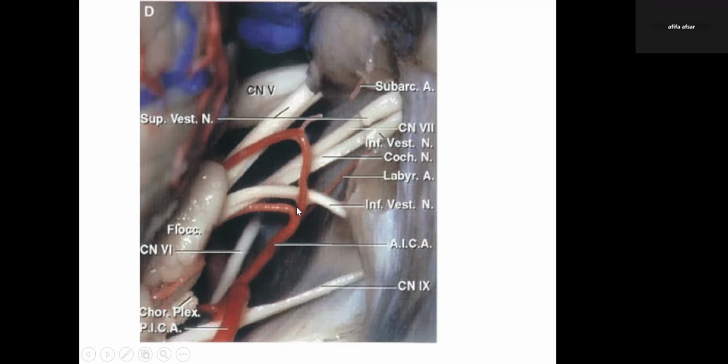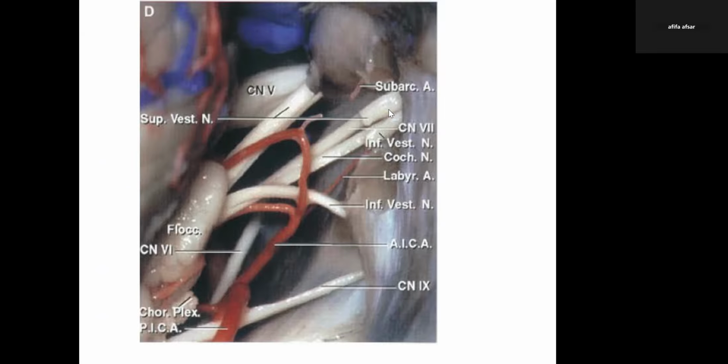We can appreciate that this is the anterior-inferior cerebellar artery, which is itself a branch of the vertebral artery, and it has two trunks, basically a caudal trunk and a rostral trunk. The rostral trunk is usually the one associated with hemifacial spasm, when it tends to irritate cranial nerve 7.